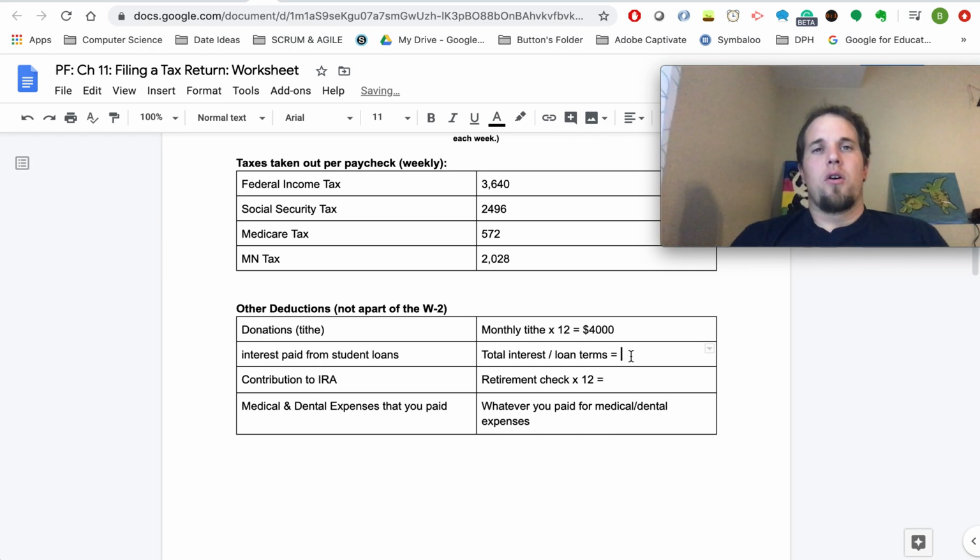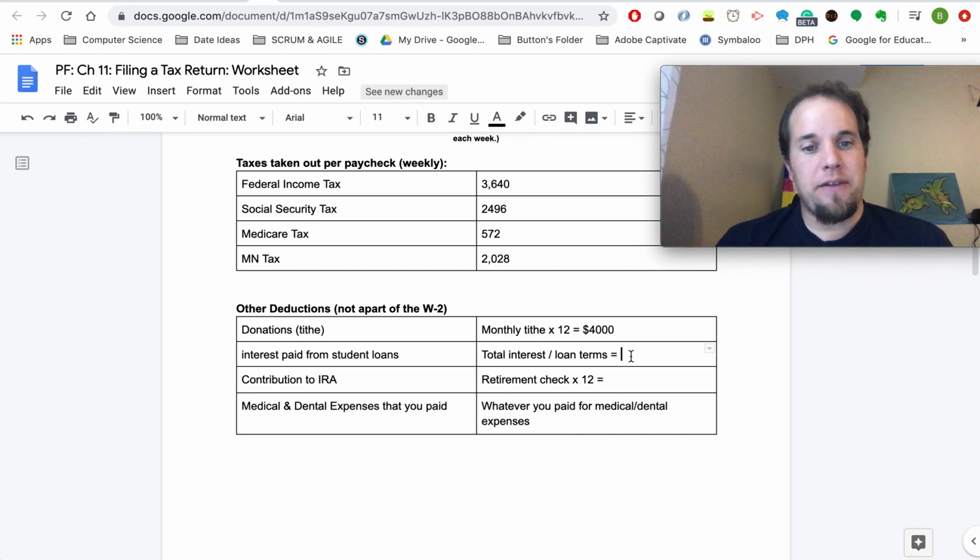And briefly with tithe, if you do less or you didn't do any, just put 0. But it's considered a donation since it's going to your church. And I'm taking 10% off the top before taxes are taken out. If you want to do it after taxes, that's completely up to you.